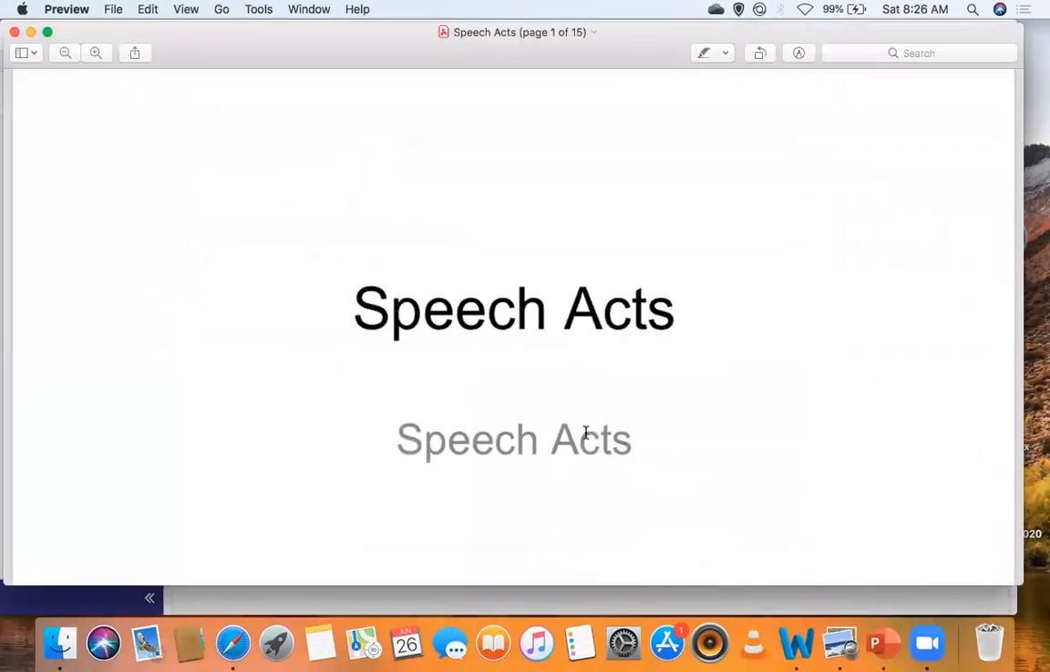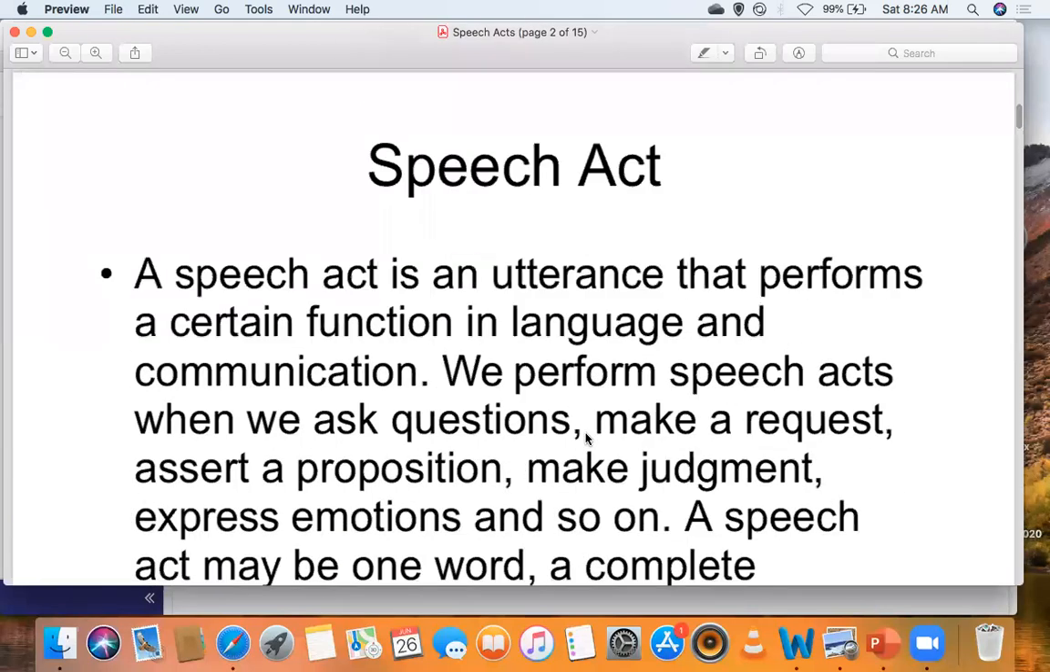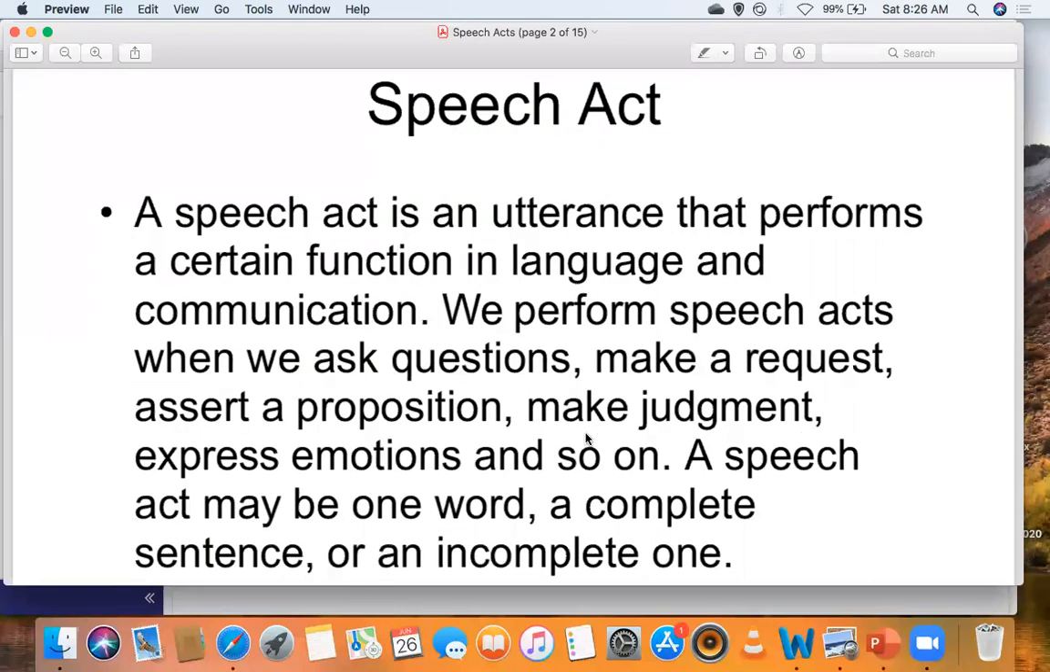So let's come back to the business of the day. Today we are looking at speech acts. What are speech acts? A speech act is an utterance that performs a certain function in language and communication. We perform speech acts when we ask questions, make a request, make a proposition, make judgment, express emotions, and so on.